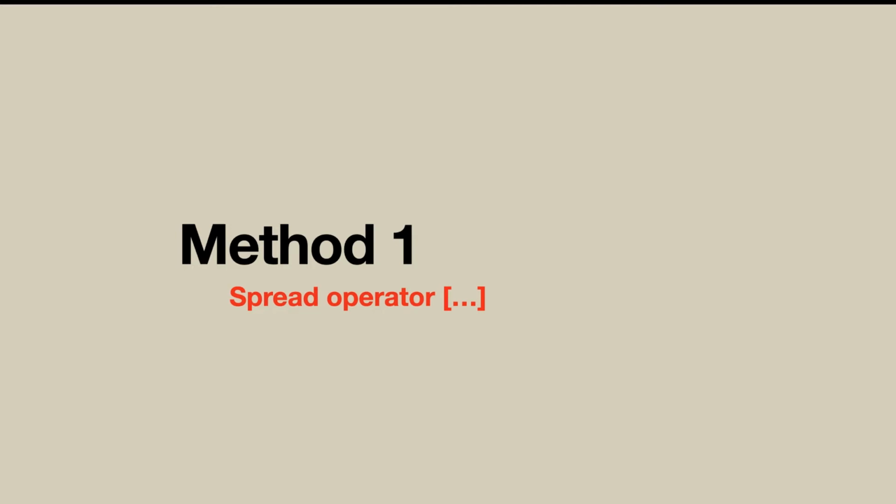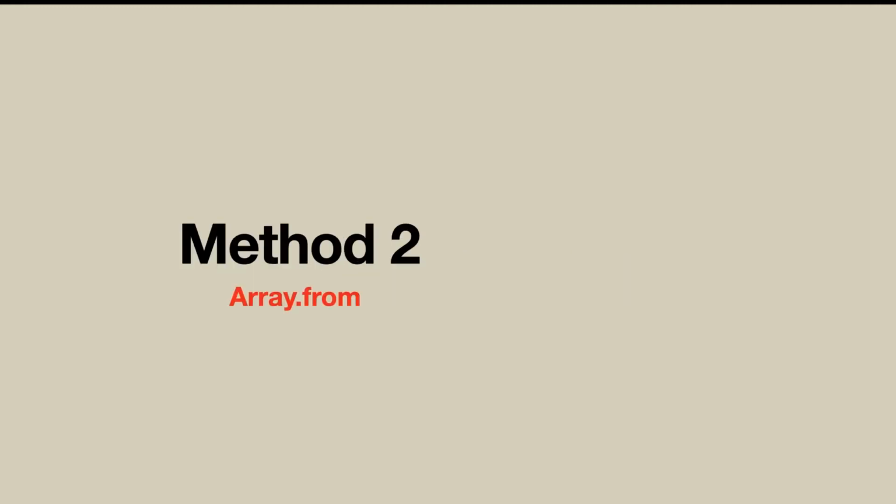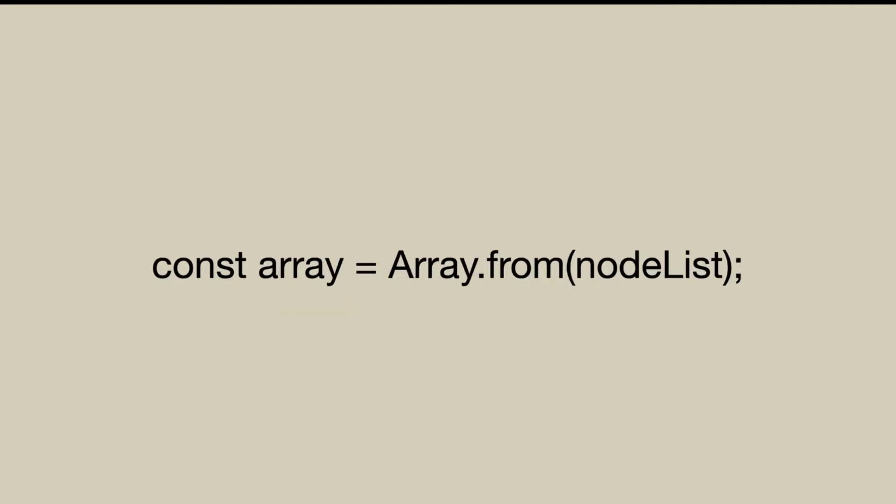The first way to convert a node list into an array is to use the spread operator. So this can be done by spreading your node list into an array and storing that into a constant, which you can then use array methods on. The second method is to use the Array.from method. So again, you simply call Array.from, put your node list inside, and this will convert it into an array.